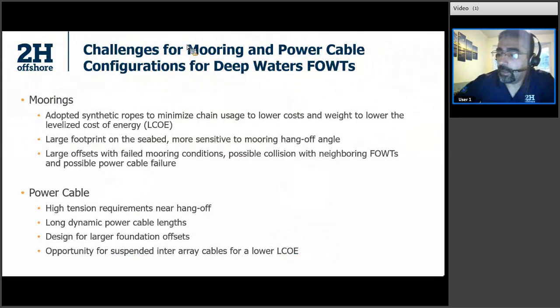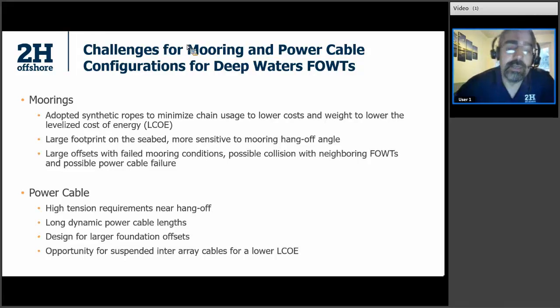Today in our webinar, we will be talking about the mooring and power cable configurations, challenges, and opportunities for deepwater floating offshore wind turbines. In our study, there are a few challenges and a few assumptions. For moorings, we adopted synthetic ropes and minimized the chain usage to lower the cost and weight, and eventually the levelized cost of energy.